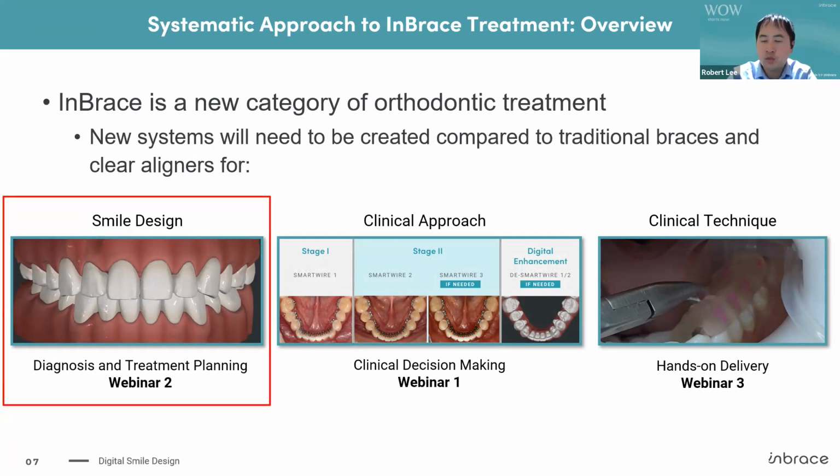So last week, again, we went over the clinical approach. This week, we're going over smile design. Next week, we're going to touch on the clinical technique. I would say those are the 3 main components in any orthodontic treatment. You have to do proper diagnosis and treatment planning with the smile design with InBrace. You need to have good clinical decision making, so as you see patients appointment by appointment, you're making good clinical decisions and adjustments. And then you also have to deliver everything with a good hands-on technique so that you don't have a lot of bond failure and things like that.